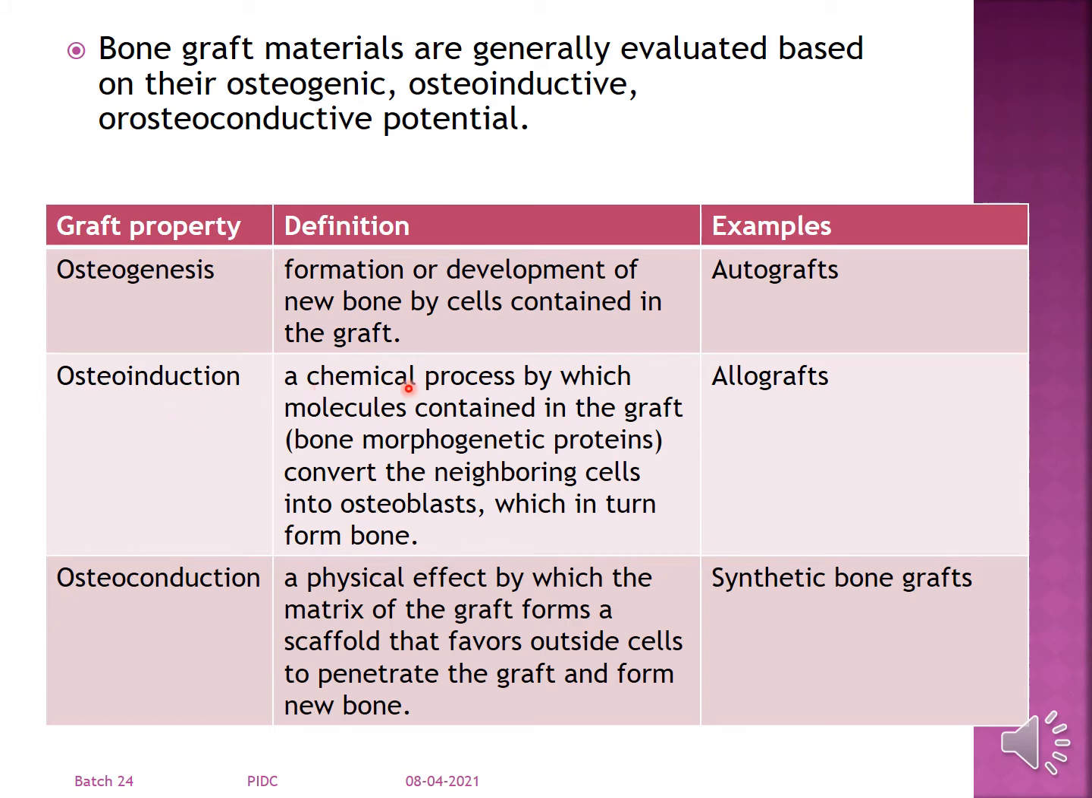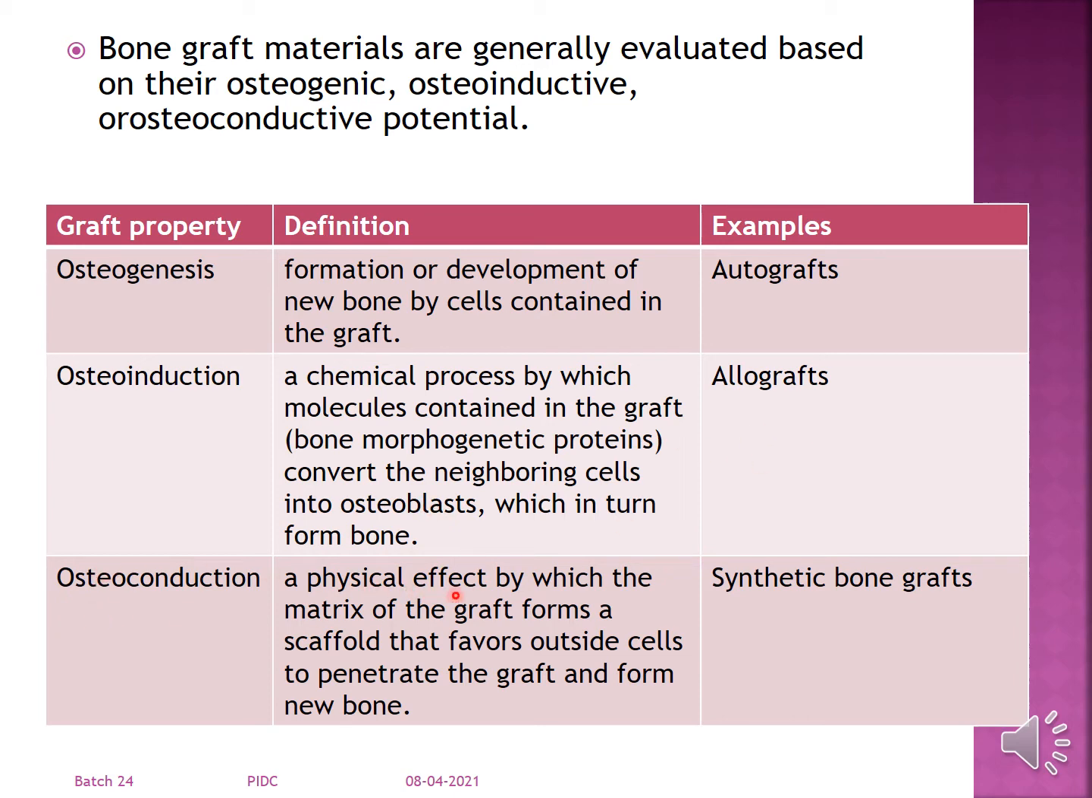Osteoinduction is a chemical process by which the molecules contained in the graft, which has bone morphogenetic proteins, convert the neighboring cells into osteoblasts, which in turn form the bone. So in other terms, osteoinduction is the bone around it being induced, resulting in bone formation. So that is osteoinduction. The example is allograft.